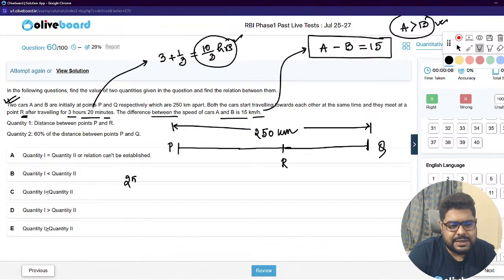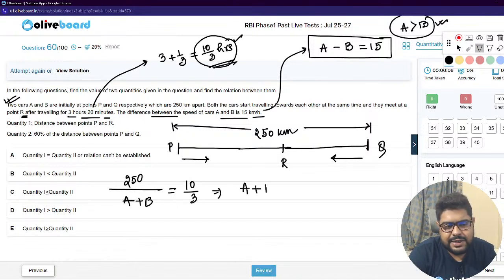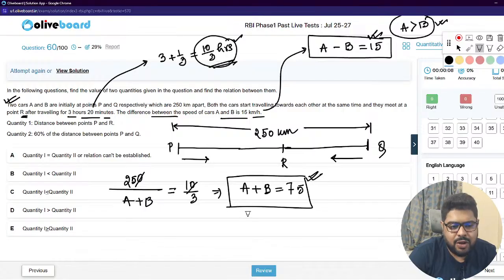Next, the distance is 250 and the speed is A plus B, because both the cars are moving towards each other. So we need to take the relative speed concept. Distance divided by speed is equal to time, and the time is given as 10/3. From there I'll get another equation, A plus B is 75. So two unknowns, two equations. Solve and get the speeds.